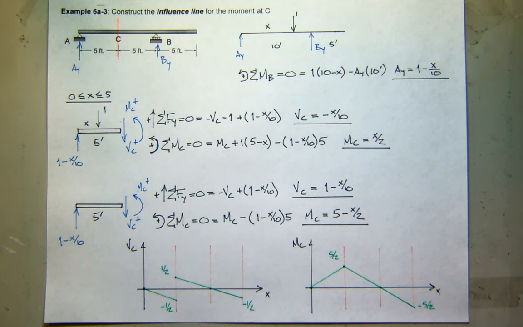Maybe I'm doing this wrong. But is that the maximum moment at C or the maximum moment? This is the maximum moment at C as I'm moving across the beam. But that's not the maximum moment for the entire beam. I don't know where that is. We'll find out soon, though. But right now, this is where we are.